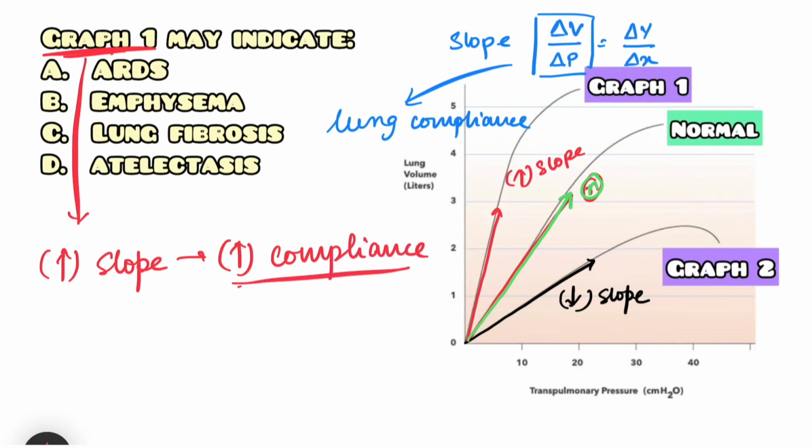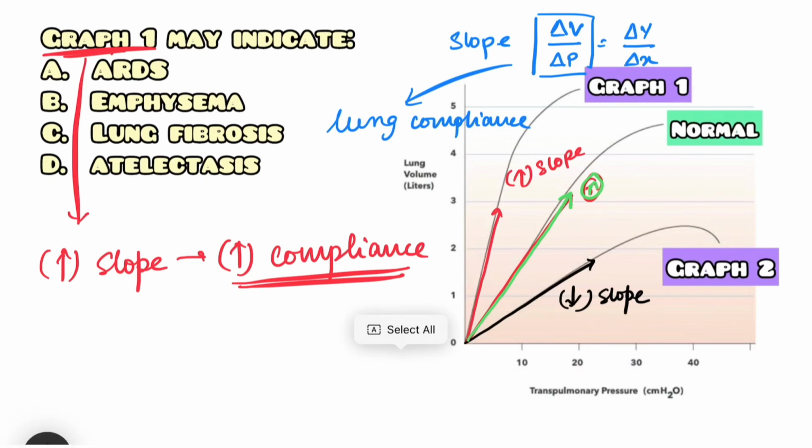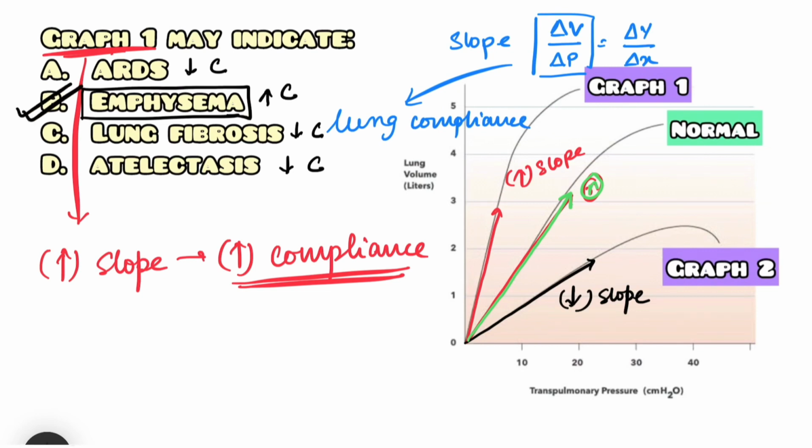Now increased compliance is seen in conditions where there is lung wall damage, or the lung wall becomes more malleable or more deformable. So over here, these conditions: ARDS, decreased compliance; lung fibrosis, decreased compliance; atelectasis, decreased compliance. So emphysema is the only option where we have an increase in compliance. So this will be our correct answer.